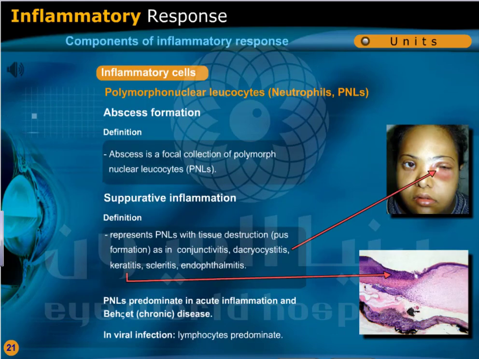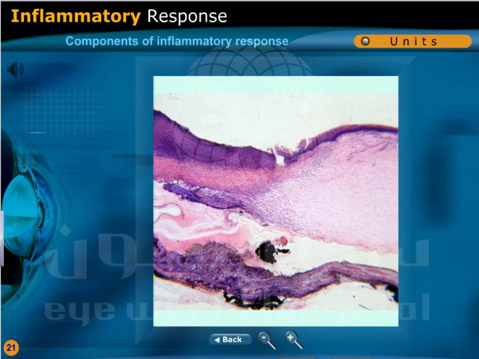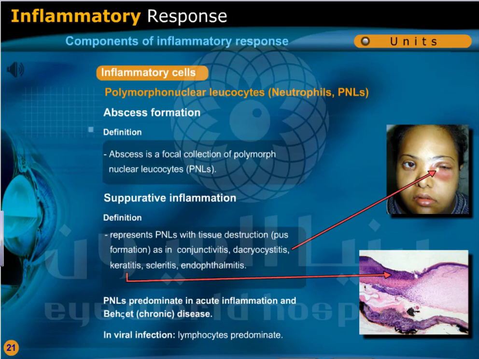Talking about abscess formation, abscess is a focal collection of polymorphonuclear leukocytes, whereas suppurative inflammation represents polymorphonuclear leukocytes with tissue destruction and pus formation, as in conjunctivitis, dacryocystitis, keratitis, scleritis, and endophthalmitis. Polymorphonuclear leukocytes predominate in acute inflammation and Behçet's chronic disease, whereas in viral infection, lymphocytes predominate.